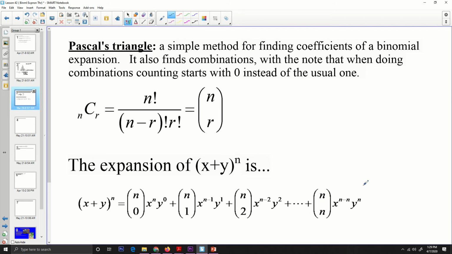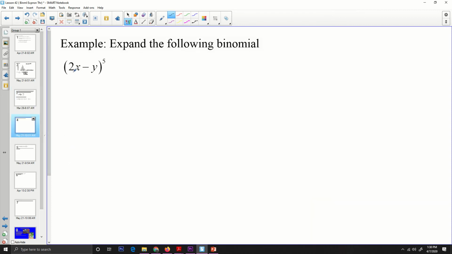Now I know that this is a large and kind of unwieldy thing, but just in general, if you know what these two values are, the first value starts with the exponent, the second value, the y value, starts with a 0, and then as you go to the right, the x value drops down by 1 each time, and the y value goes up by 1 each time. So what does that look like in practical terms?